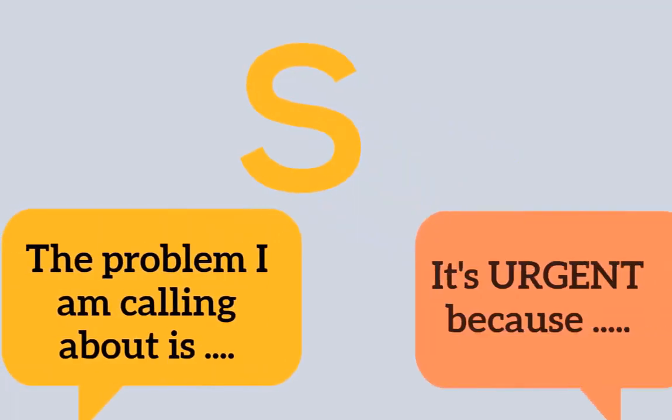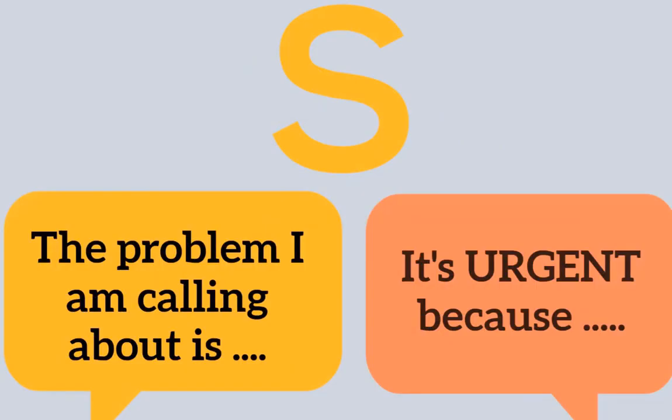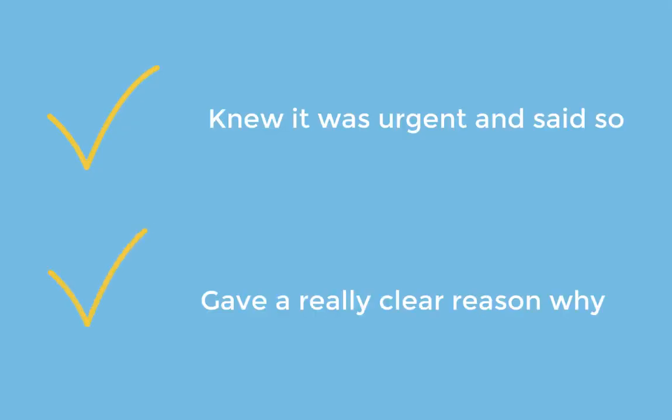Now let's hear the S, situation. Well, the problem I'm calling about is that his vital signs are showing an early warning score of more than 5. Okay, go on. Actually, I believe it is urgent because he has a low systolic blood pressure and his respiratory rate is less than 8. Well done, Amy. You knew it was urgent and you said so, and you gave a really clear reason why.